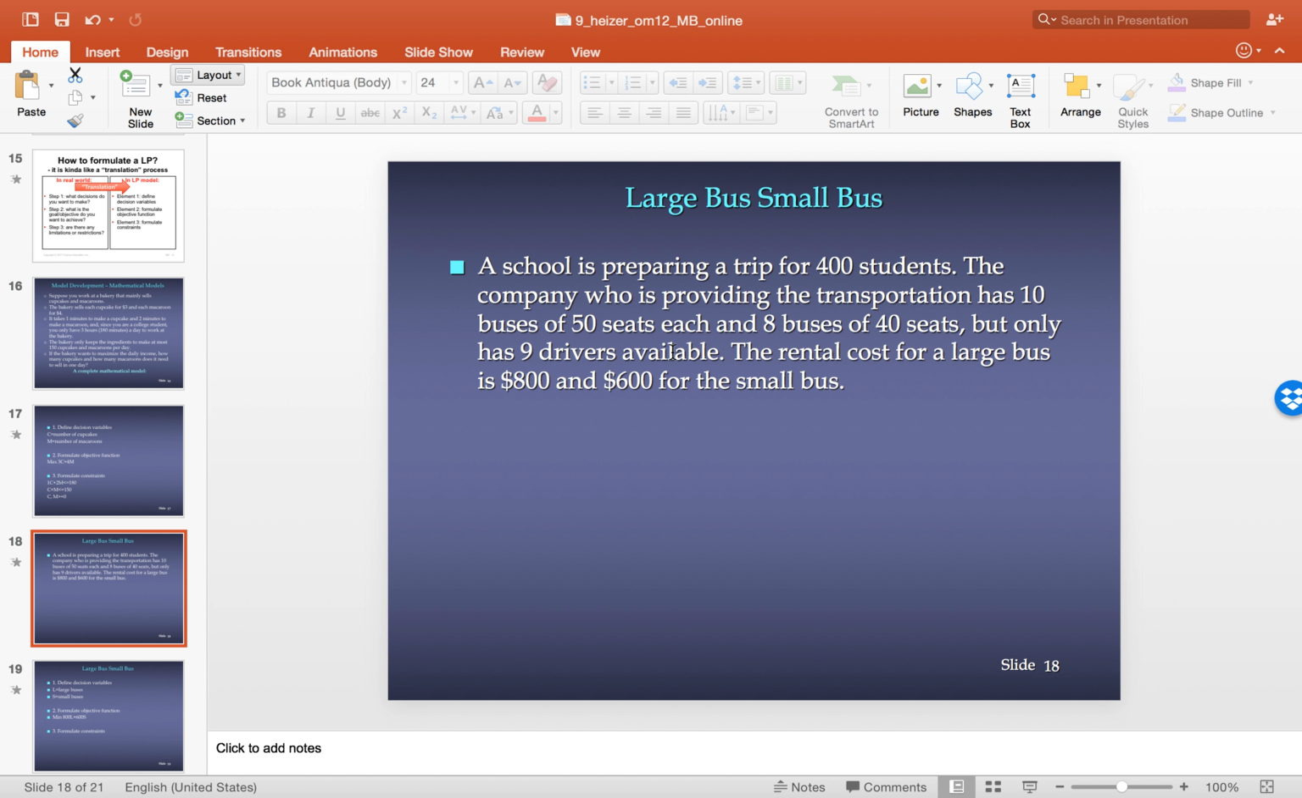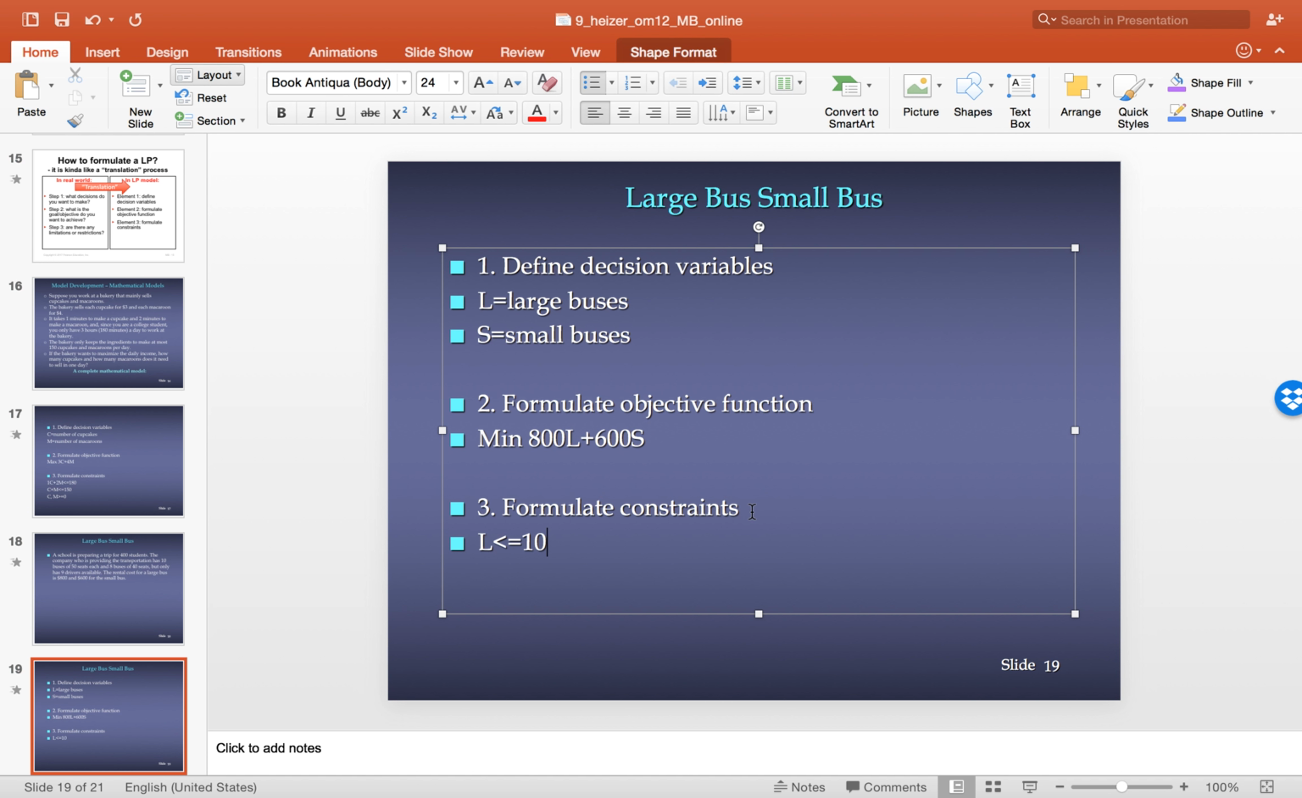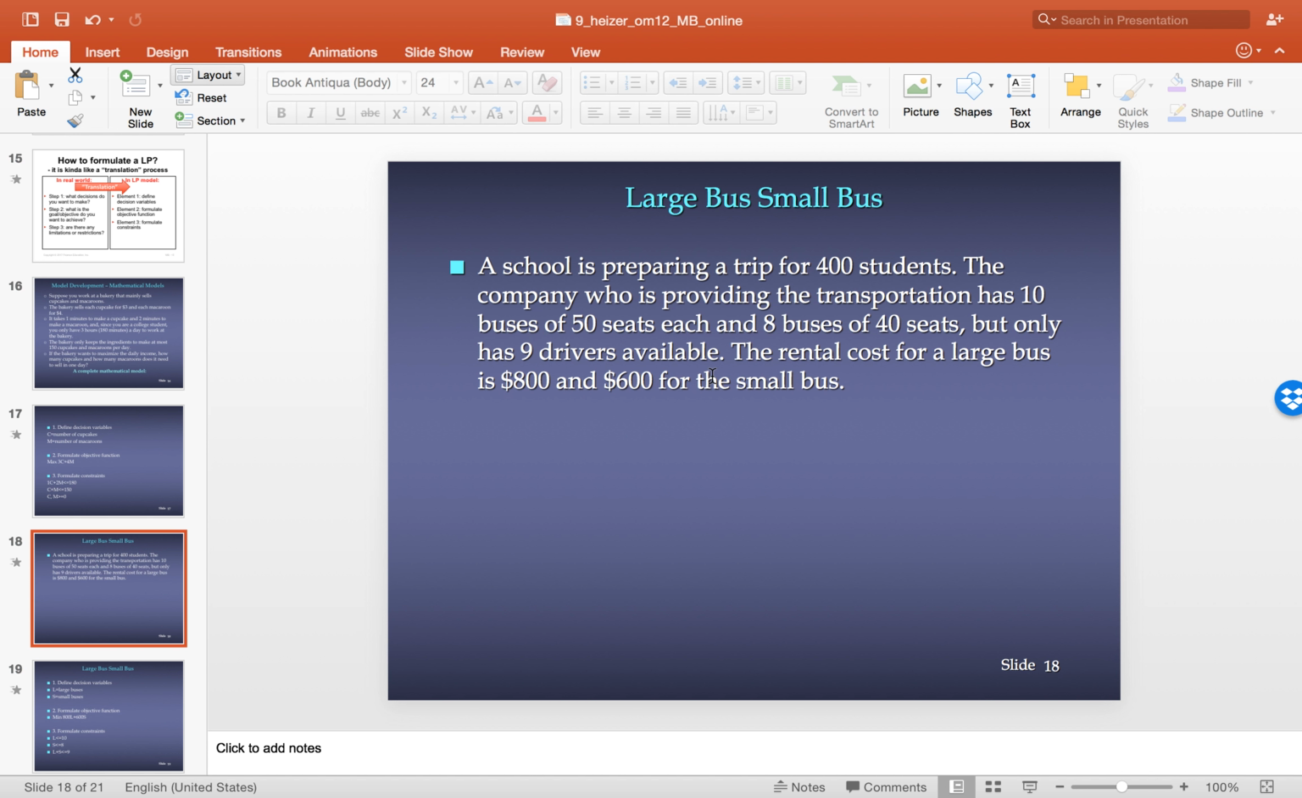So first, we know company only has 10 large buses. So you want to make sure the large buses you are going to use will be less than or equal to 10. And there are only 8 small buses. So small bus is less than or equal to 8. And there are only 9 drivers, and only one driver drives one bus. So no matter how many small or large buses you use, it has to be less than or equal to 9, because you only have 9 drivers. Okay, so far we have used almost all numbers given. The only one left will be this 400.